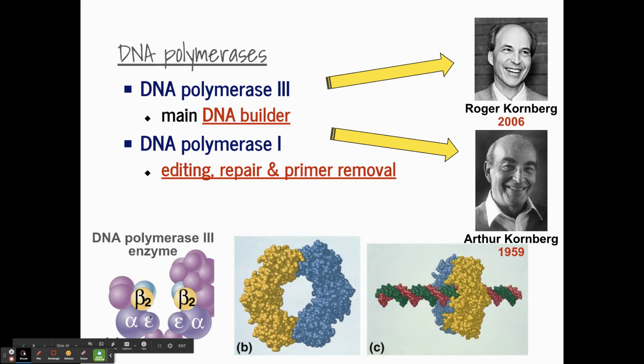All right, so the DNA polymerases. You have DNA polymerase III, which is the main DNA builder. That adds a nucleotide. DNA polymerase I is responsible for editing, repair, and primer removal. So if we get a wrong base pair sequence, it will edit and fix it.